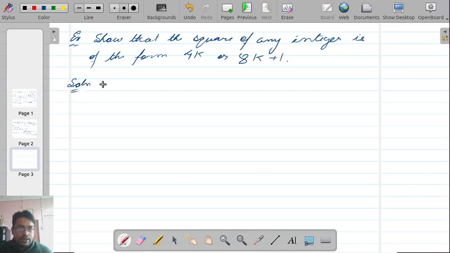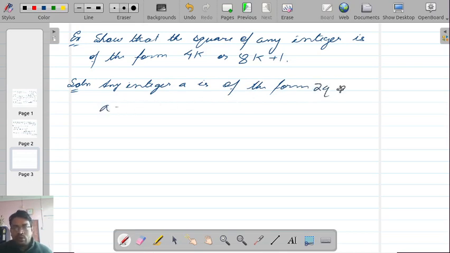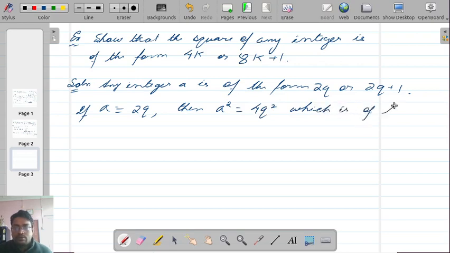I'll tell you. Any integer a is of the form a equal to twice q or twice q plus 1, right? So if a is equal to twice q, then a square is equal to 4q square, we have already seen, which is of the form 4k. Okay, so the first part is done.